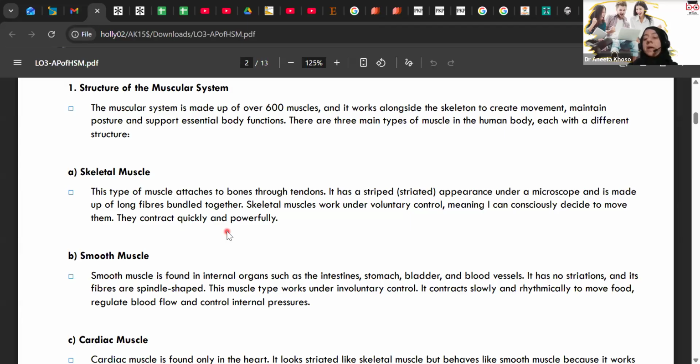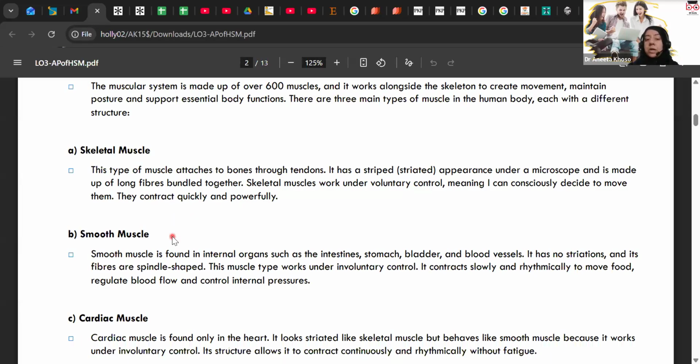Smooth muscles, on the other hand, are found in internal organs such as the intestine, the stomach, the bladder, and the blood vessels. There are no stripes there, and its fibers are spindle shaped, just like a spindle. This muscle works under involuntary control. You cannot control your bladder. You cannot control your stomach, your blood vessels, your intestines. They contract slowly and rhythmically, and their main function is to move food, or for blood vessels, to regulate blood flow and control internal pressure, such as low blood pressure or high blood pressure.